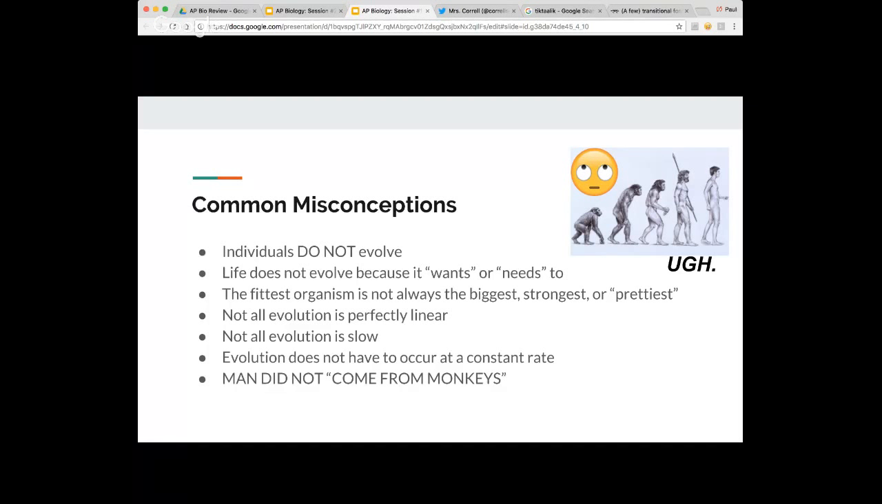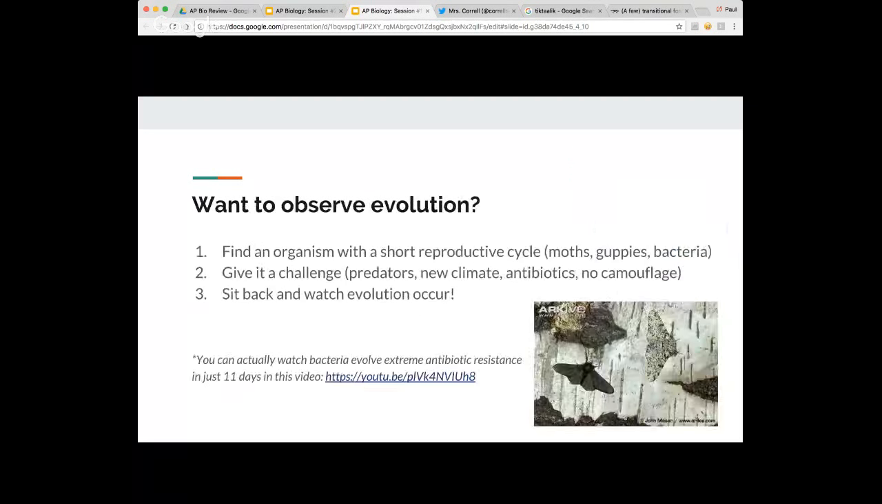All right, so not all evolution is slow. Want to watch evolution in real time? Well, find an organism with a short reproductive cycle. Moths, guppies, and bacteria all reproduce from minutes to days to weeks. So pick something that you can actually watch have many generations in your lifetime, and you'll probably see evolution happen. Next, take that organism with a short life cycle or short reproductive cycle and give it a challenge.